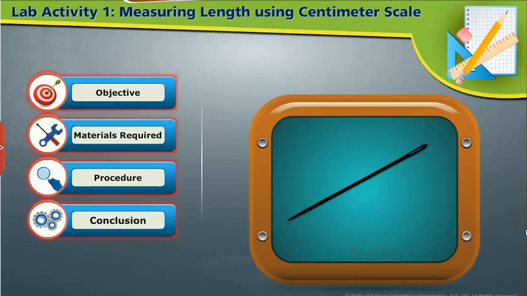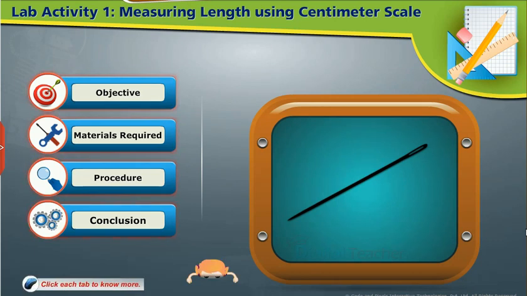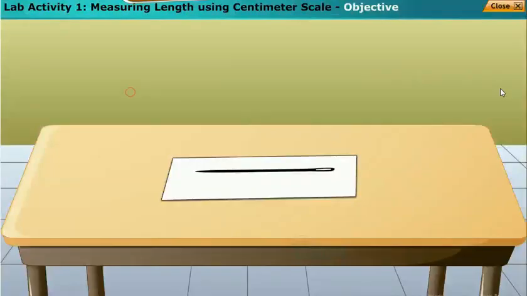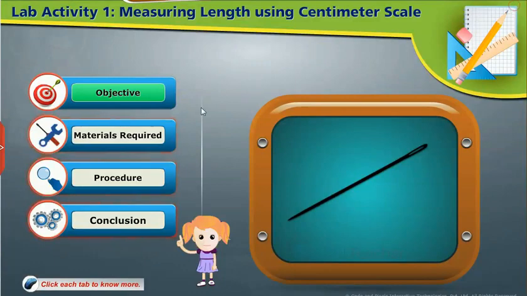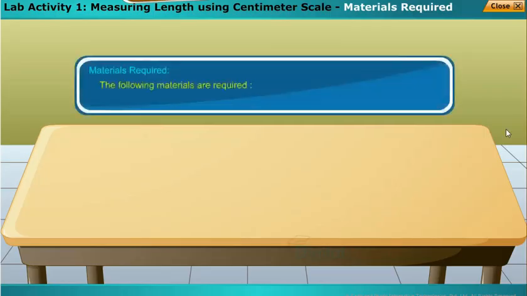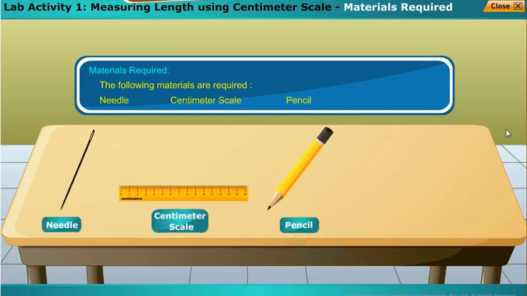Let us perform a lab activity on measuring length using the centimeter scale. Click each tab to know more. Objective. The main objective is to find the length of the needle using centimeter scale. The following materials are required: needle, centimeter scale, pencil, white paper.